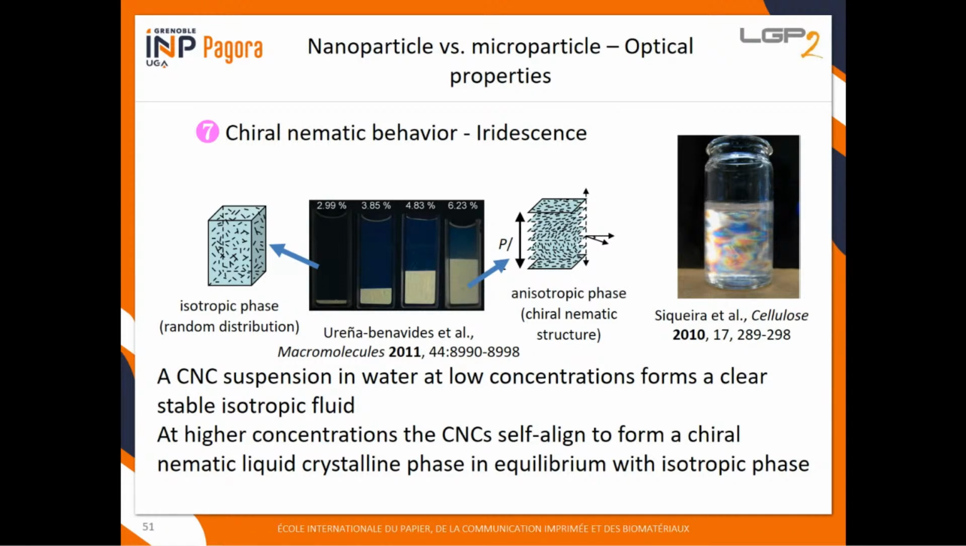And you can see that in this case, we have an alignment of the nanorods in a given plane. And when considering the successive planes, we have a change in the orientation of these nanorods. And this can be observed by looking at the dispersion, the suspension, using polarized light. We obtain these colored domains, which is called birefringence of the suspension. So this is explained here.